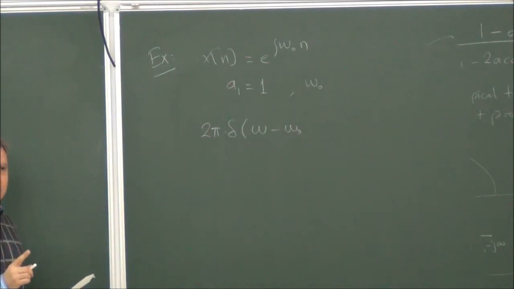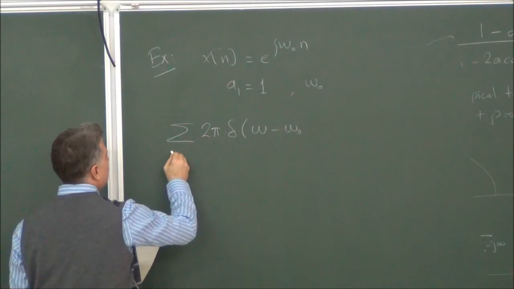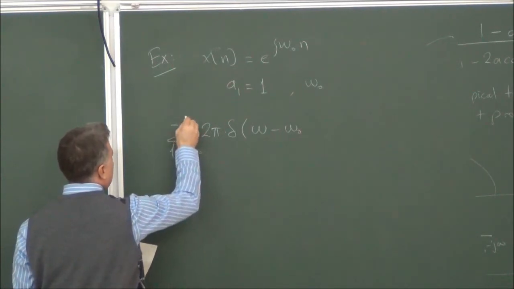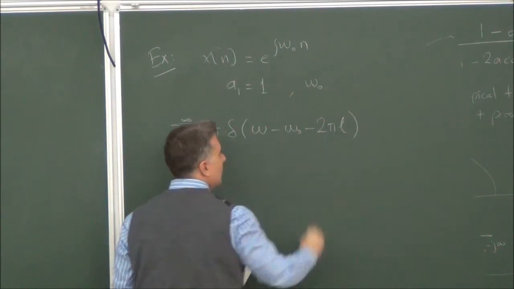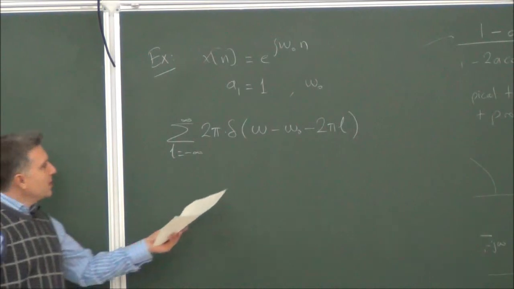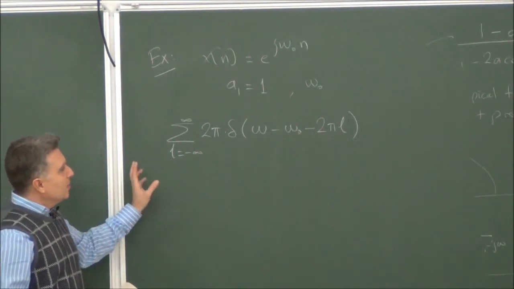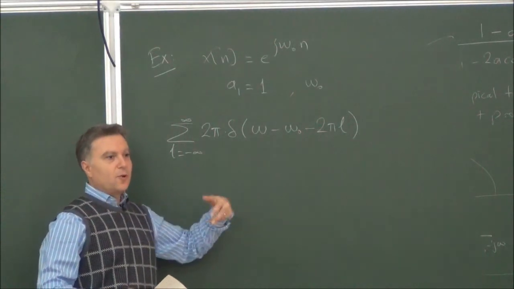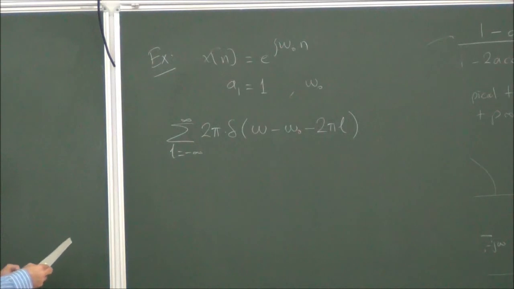For one impulse, do not forget to extend it to make it 2 pi periodic. Normally it was only at omega 0, now it is at omega minus omega 0, and 2 pi plus that one, 4 pi plus that one, or minus 2 pi plus that one, etc. So this is the thing that you have to always remember.